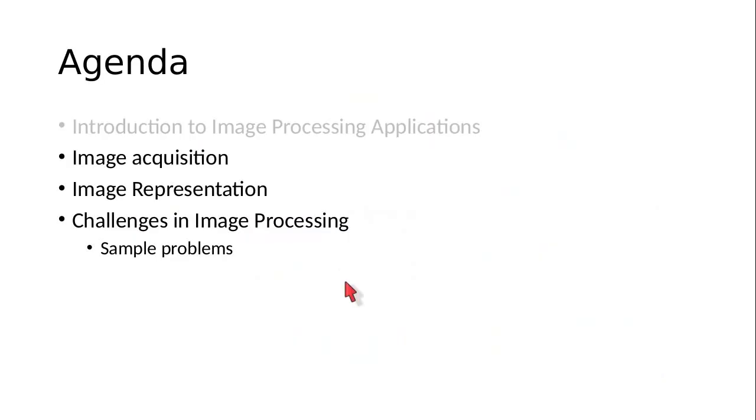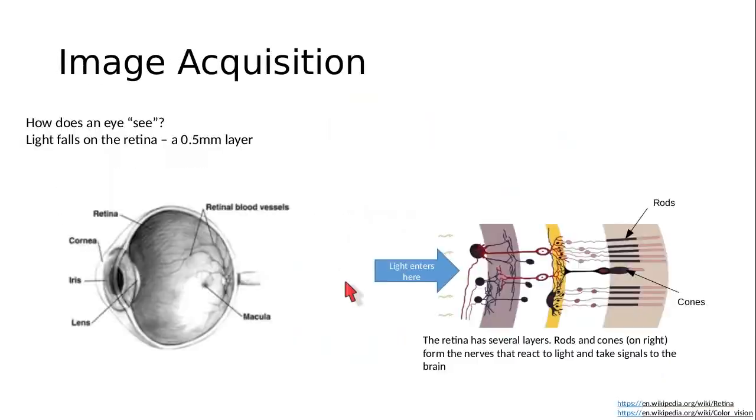Now we shall discuss image acquisition. How does a human eye actually see, or for that matter, how does the eye of any animal see? The eye is made up of these basic structures. You have the cornea, which is the outermost layer of the eye. It is responsible for ensuring that the light that enters the eye gets refracted and it passes through the iris and the pupil.